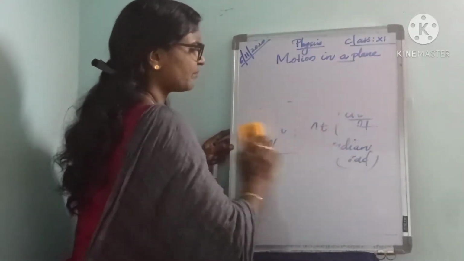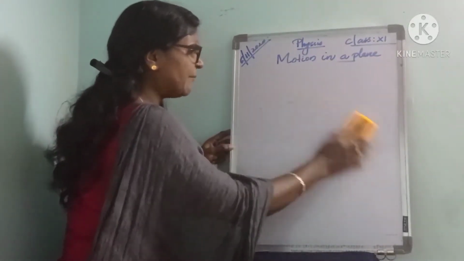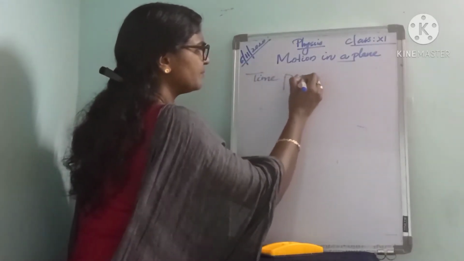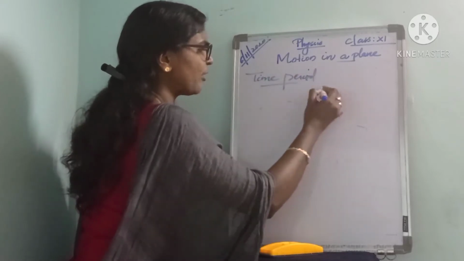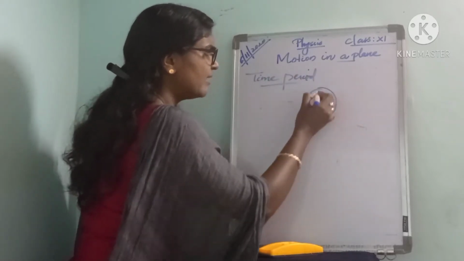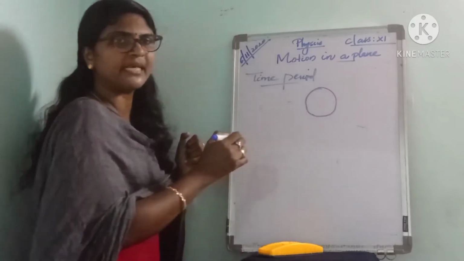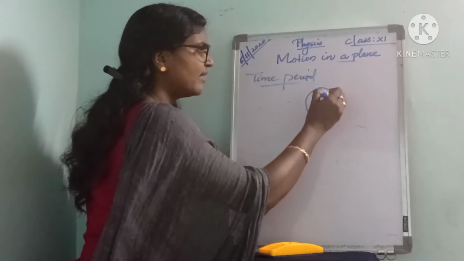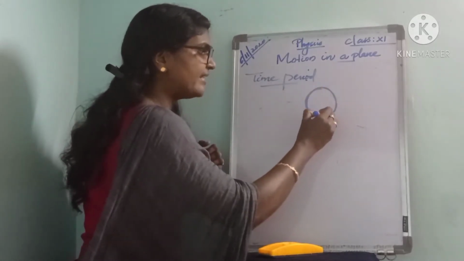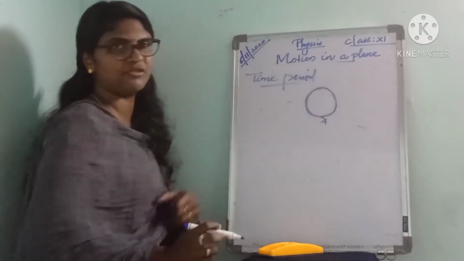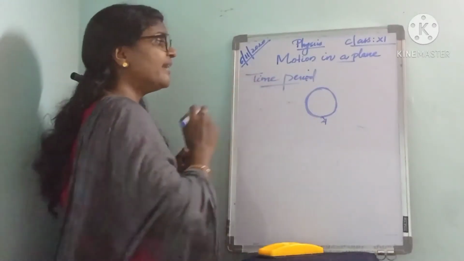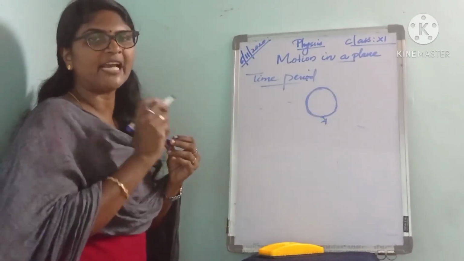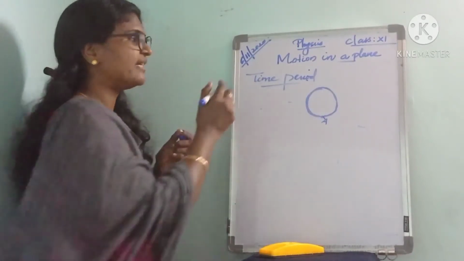Next we can see what is time period. Suppose an object is in circular motion. Time period is the time taken to complete one revolution. Suppose it starts from A, then goes around, and when it again reaches A, it completes one revolution. That time is called the time period.